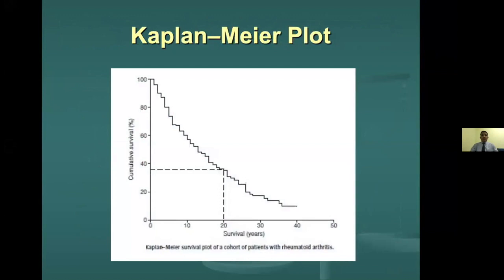Kaplan-Meier plot, I think everybody is very familiar with this plot. It basically says, with one event, it shows the endpoint: how many patients are still alive at the end of some defined time. For example, this Kaplan-Meier survival plot was used for a cohort of patients who were diagnosed with rheumatoid arthritis. At the end of 20 years, slightly less than 40%, 36% of the patients were still alive. This is what the Kaplan-Meier plot gives.